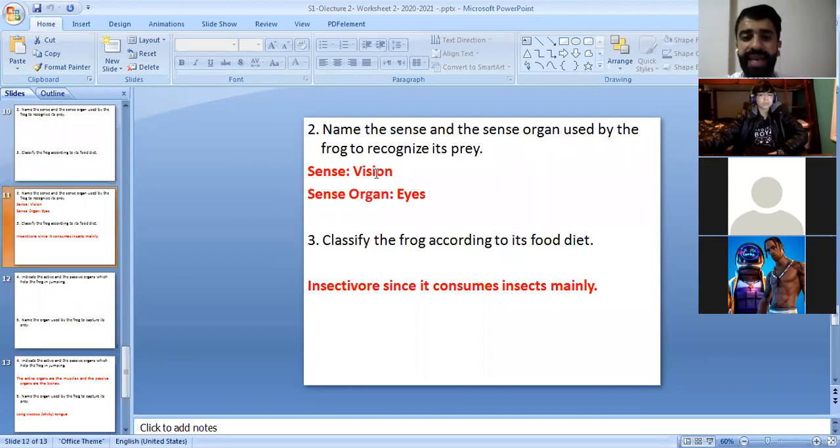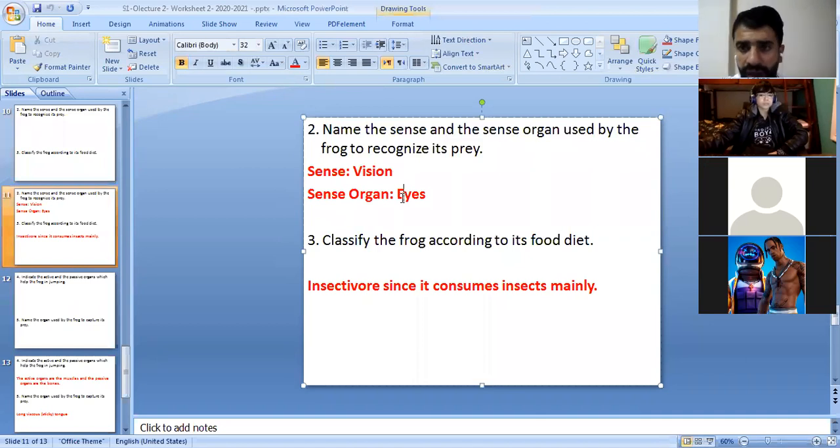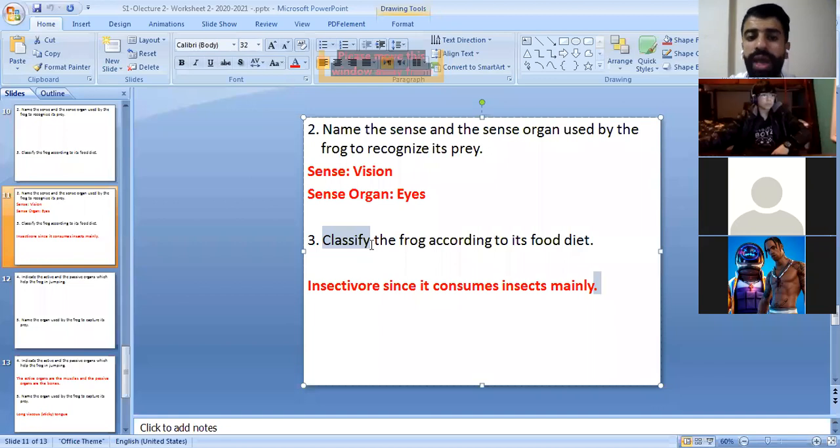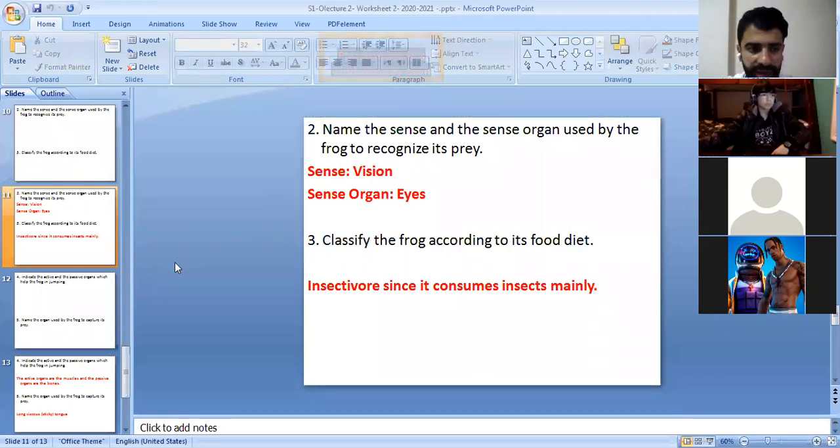So here, the sense is the vision and the sense organ, the eyes. Classify, it's insectivore. If you said only insectivore, you won't get the full mark because you didn't justify. Adam Karauni, please stop doing this. So insectivore, why? Because it consumes insects only. This is the justification. So every word at the rhyme of Wi-Fi, we have to justify.